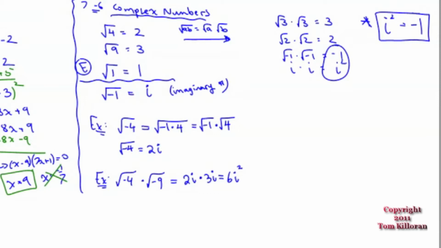So when I get down here, and this is 6i squared, that's really equal to negative 6, because i squared is negative 1. If we multiply them together first, we lose the sign and get an answer of just positive 6. But the real answer, the true answer, is negative 6.